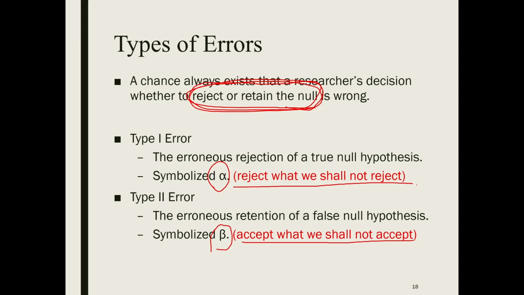So this is easier for you to remember the type 2 and type 1 error, right? Again, type 1 error happens when we reject what we should not reject. Type 2 error happens when we accept something we should not accept.